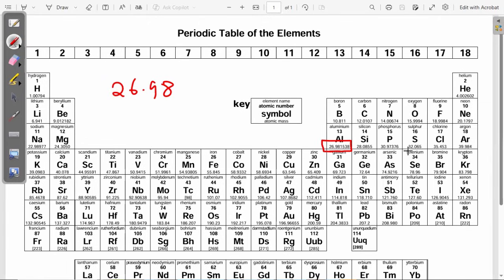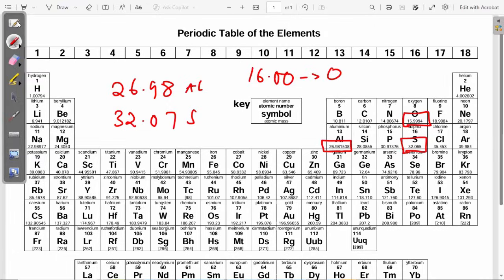Then for the sulfur, it's this one here. That's the molar mass, 32.065. Round it off to 2 decimal places, so it's going to be 32.07. So that is for sulfur, and this is for aluminium. And then for the oxygen, it's 15.9994. Round it off to 2 decimal places, you're going to have 16.00. So this is for the oxygen.